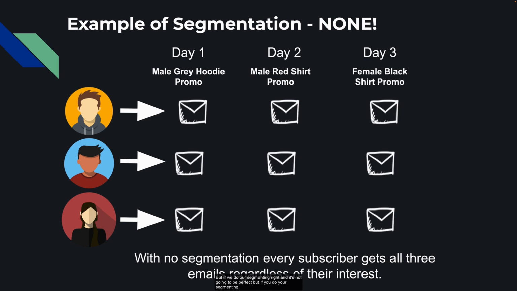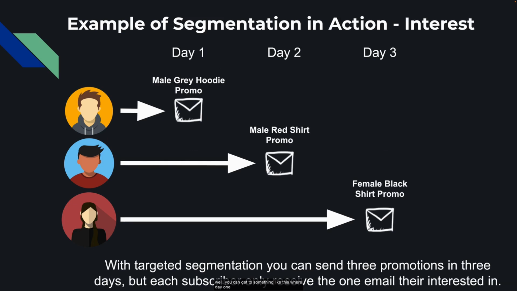But if we do our segmenting right, and it's not going to be perfect, but if you do your segmenting well, you can get to something like this, where day 1 will only go to the people who are likely going to buy the gray hoodie. Day 2 will only go to the people likely to buy the red shirt. And day 3 will only go to the people who are likely to buy the black shirt. And again, I put it here at the bottom, with targeted segmentation, you can send 3 promotions in 3 days, but each subscriber only receives the 1 email that they're interested in. So this is a way that you can send more emails, but it doesn't necessarily mean that everyone has to receive all of the emails.